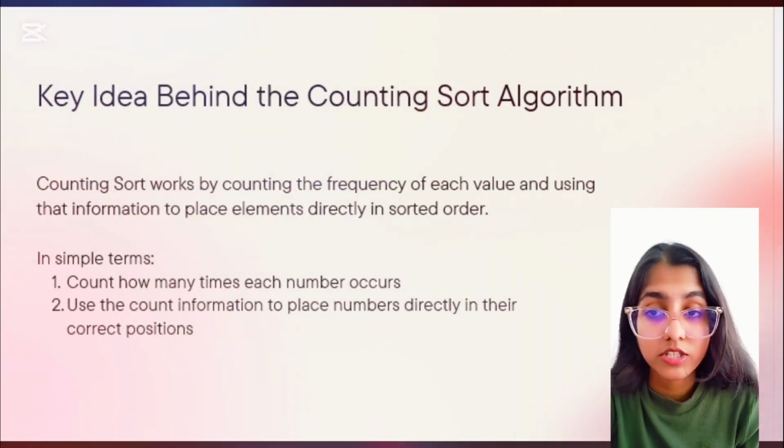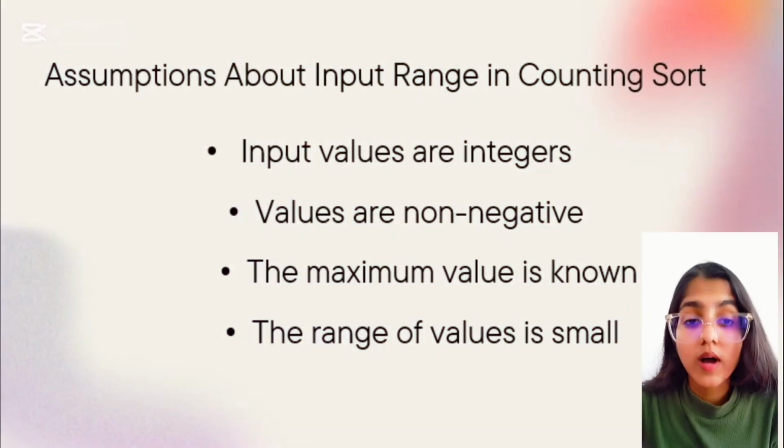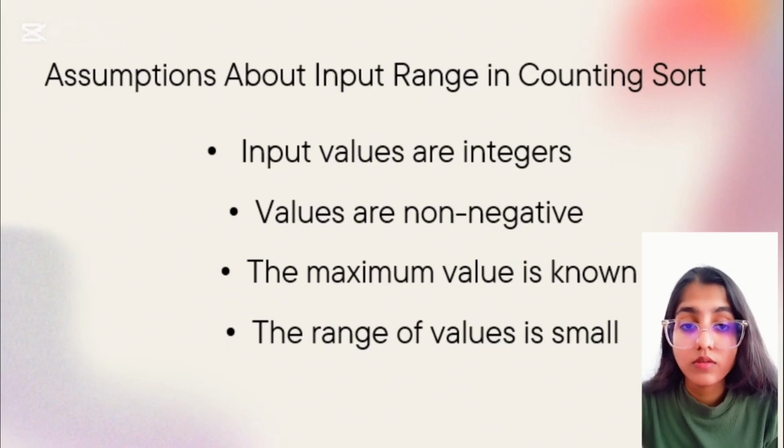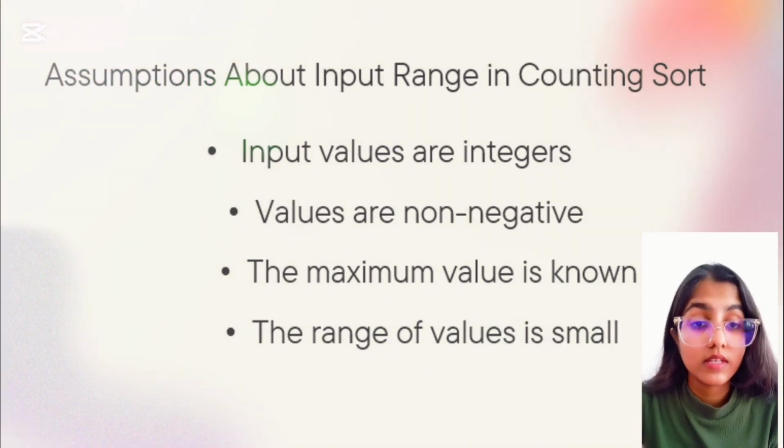Now I'll explain to you the assumptions about input range in counting sort. The input values are integers, values are non-negative, the maximum value is known, and the range of values is small.